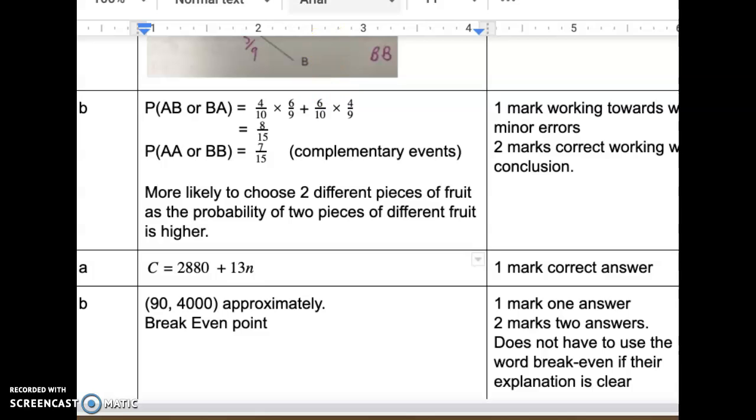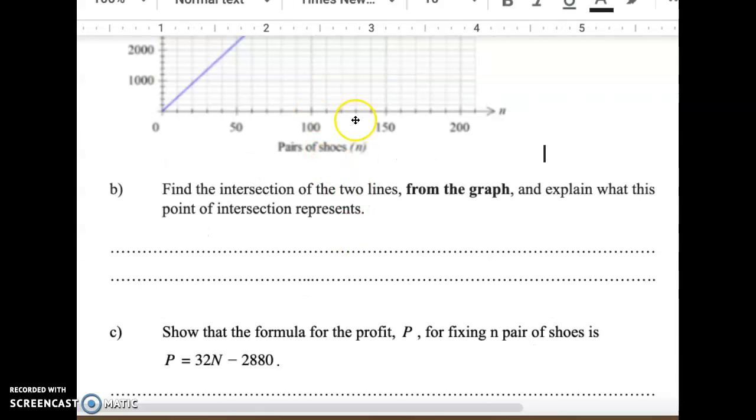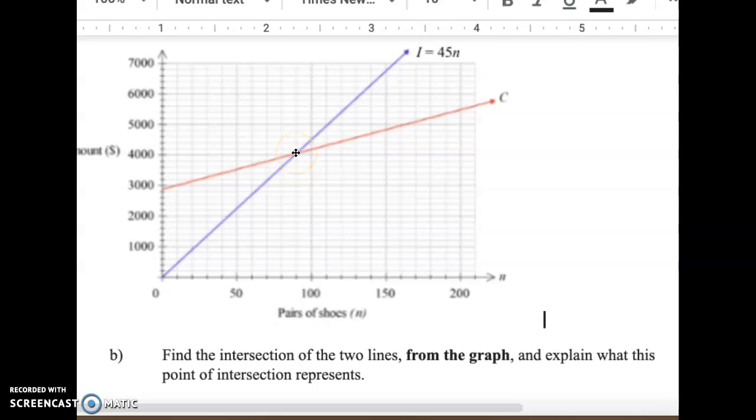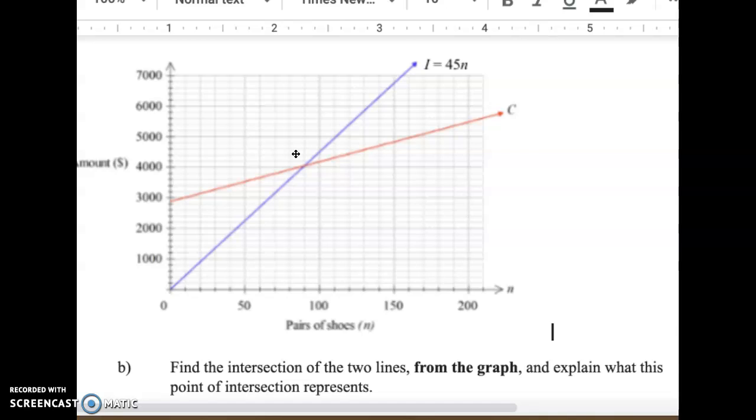The next question asks you to explain what the intersection means. The best word to use is the break-even point. However, some of you chose to express it differently. You need to be careful to say that this is where the costs equal the income. This is not all profit here. It's very picky, but make sure you say at this point the costs equal the income. We're not worried about what's going on up here. You needed to make sure you were very succinct in your statement, and break-even point is the best word to use.